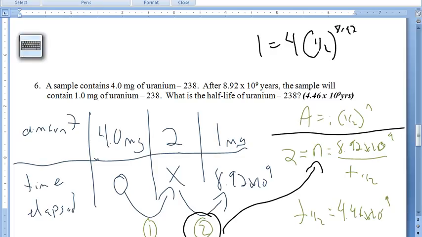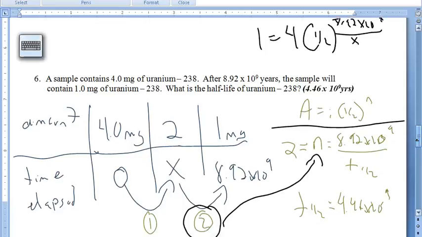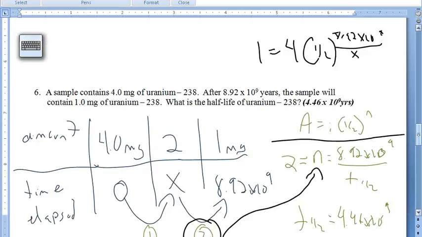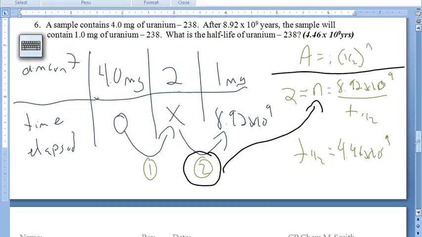You can solve for 8.92 times 10 to the 9th divided by the half-life. So that takes some algebra to solve for x, and depending if you're in algebra 1 or algebra 2, you might not even be able to solve for x. But if you can, great. Use your log rules. Otherwise, do the table and just go right after the letter n.